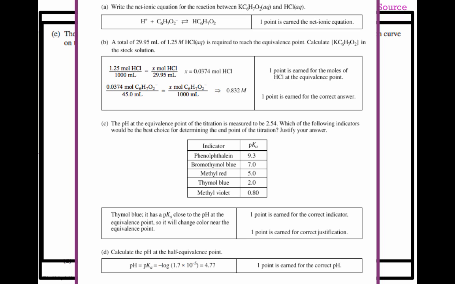I read this as equivalence point, and I was like, oh my gosh, that's a long calculation. Half equivalence point, pH equals pKa. They gave you the Ka of the acid. So if you take the Ka of the acid, this lowercase p always just means take the negative log of it. So you just take the negative log and you get your pH.